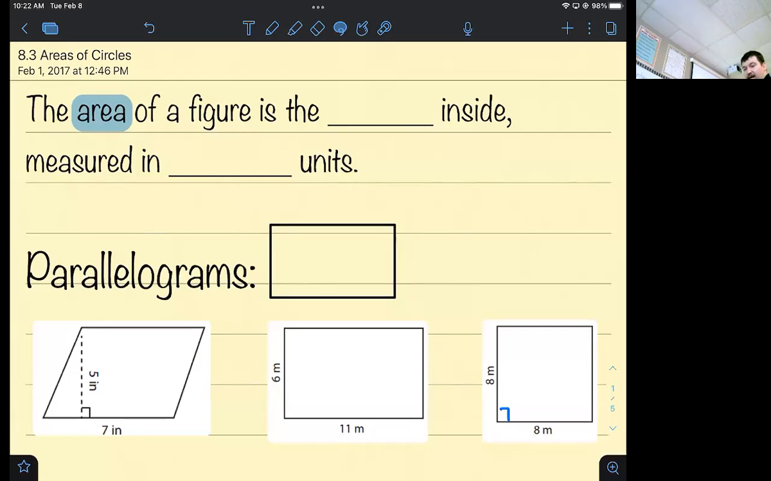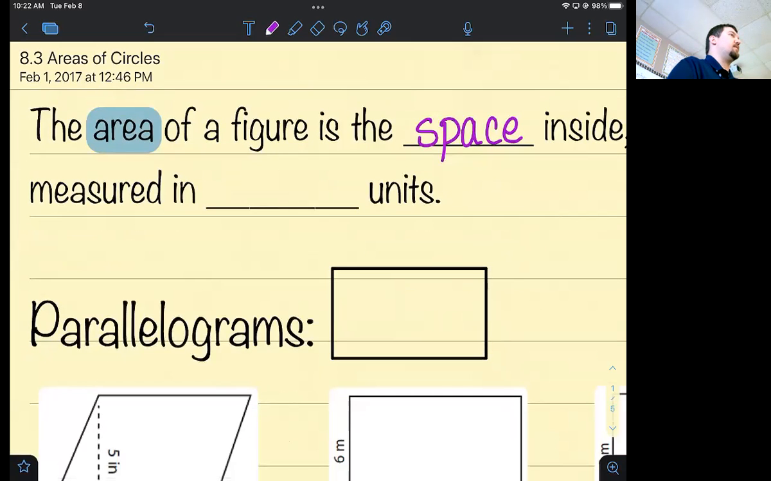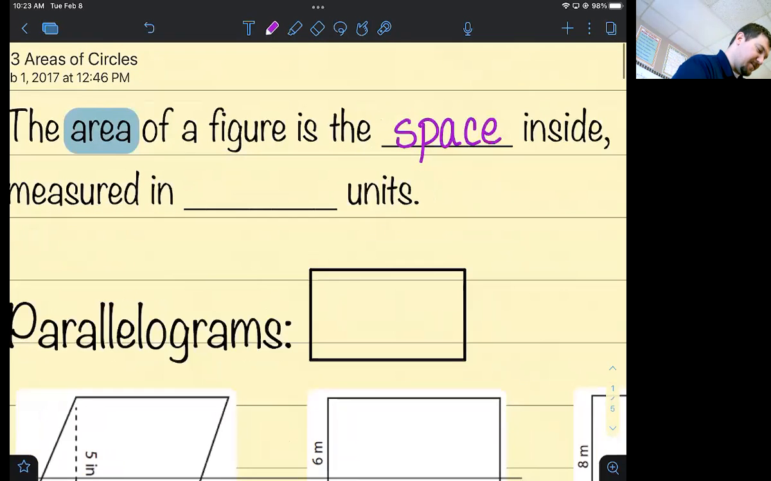Okay, so today we're in section 8.3 talking about the area of circles. The area of a figure is the space inside of a shape. And that space is measured in what kind of units? Frank? So good. Square units.